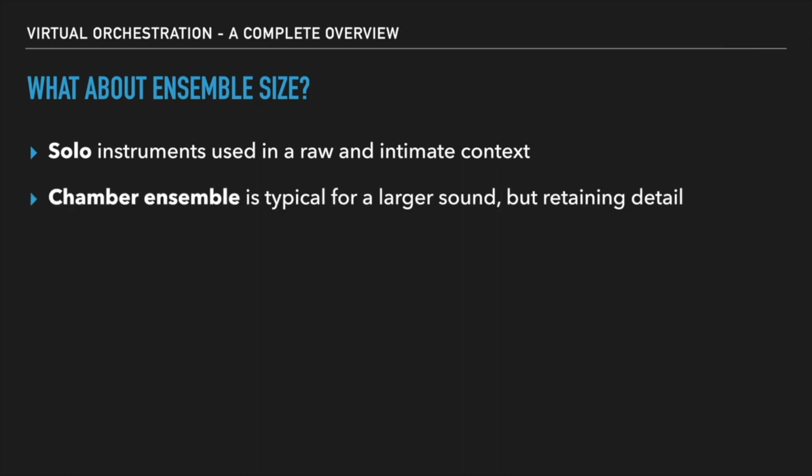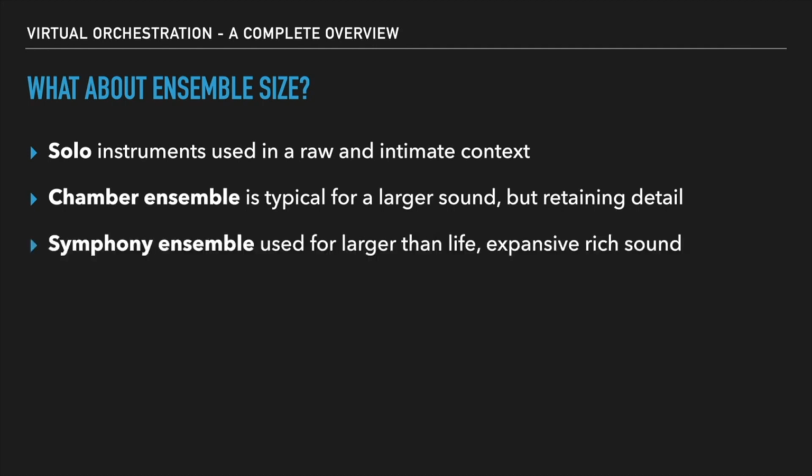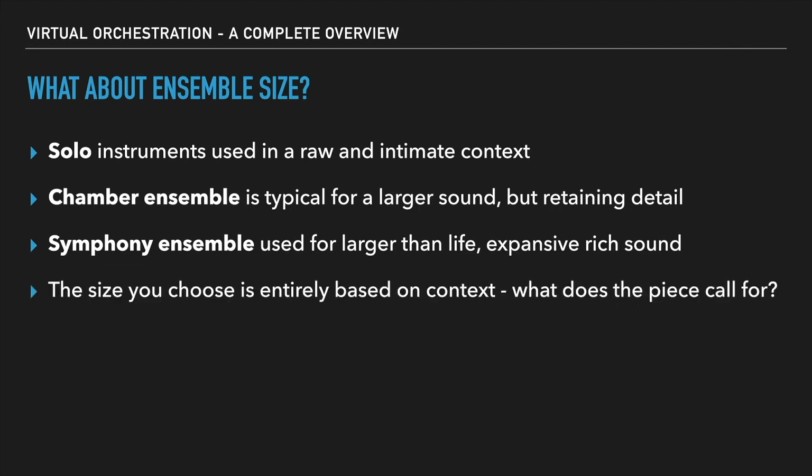Then we have chamber ensembles, which are a little bit larger, but they still retain the detail because it's not that many instruments. Whereas when you have something like a symphony orchestra, you don't really hear singular instruments anymore, but you hear them as a whole. So this creates a larger than life sound, a very expansive and rich tone that you don't get with just solo instruments. The size that you choose is entirely based on context though. So what does the piece call for? Are you trying to create a more intimate piece of music or do you want it to be more expansive and large? That emotion, that vibe you're going for, will influence the instrument choices that you make.